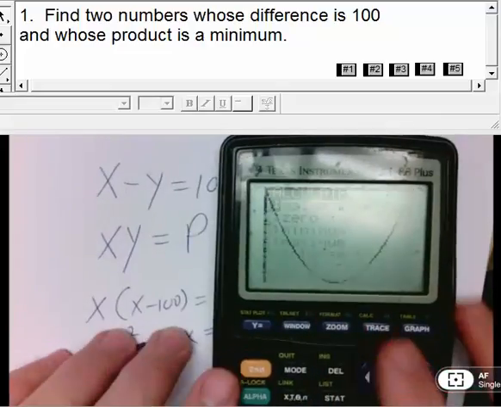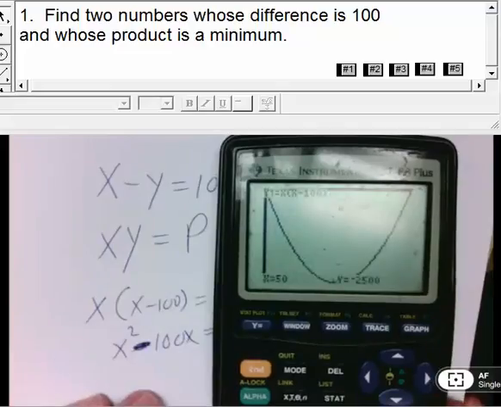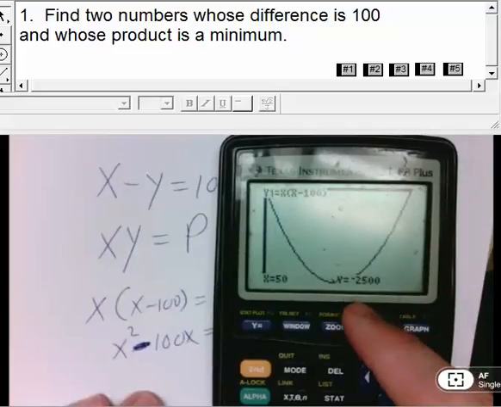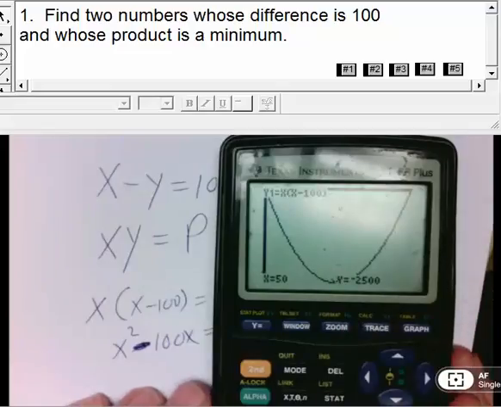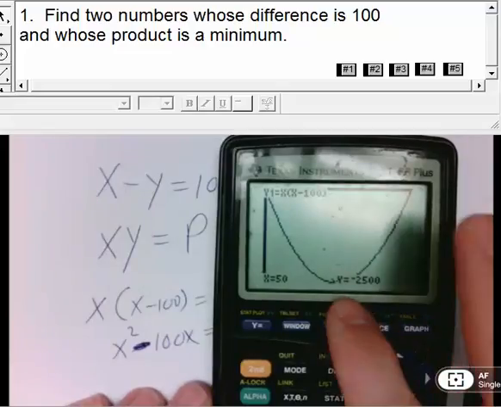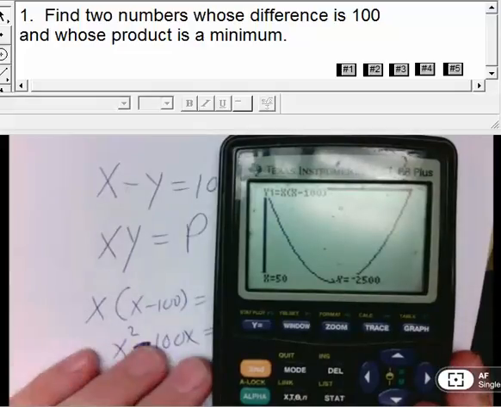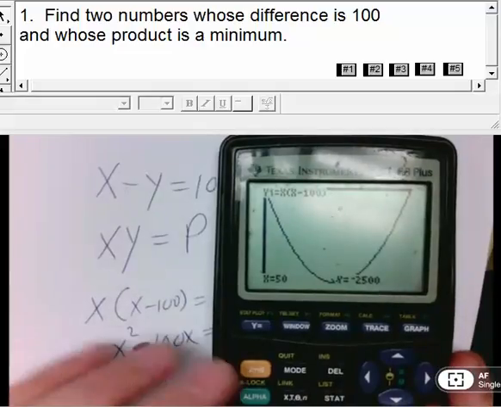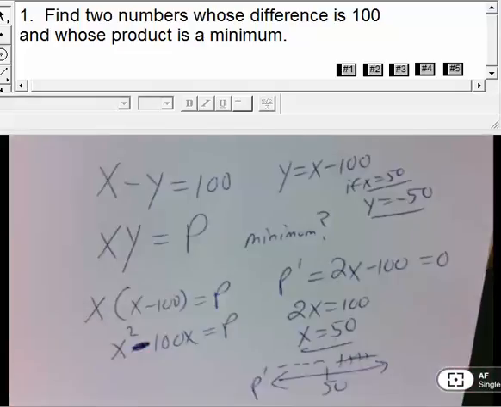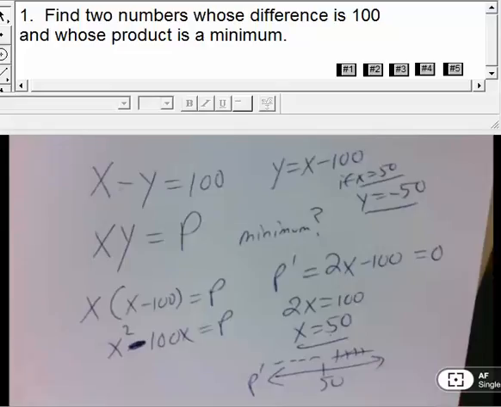I could just calculate the value at 50. And there you can see the actual minimum value is negative 2500. It didn't actually ask me for the minimum value. It just said find where it happens. But still, you can quickly check it. You could also graph the derivative, find where it crosses the x-axis and go from there. All the same stuff. You'll see it's really no different than what we've already done. Just now we're applying it.